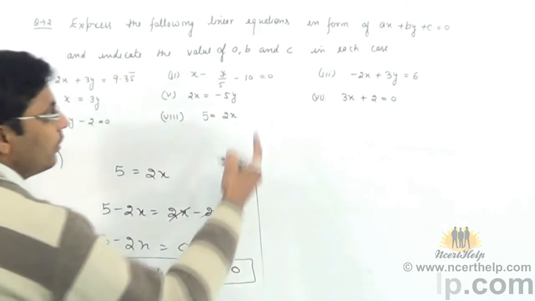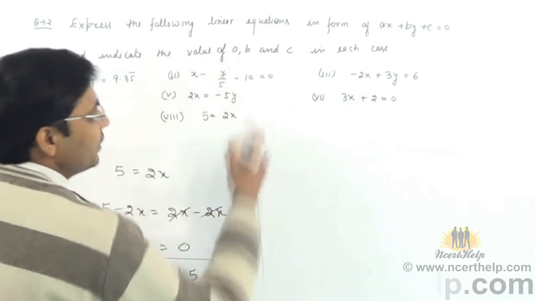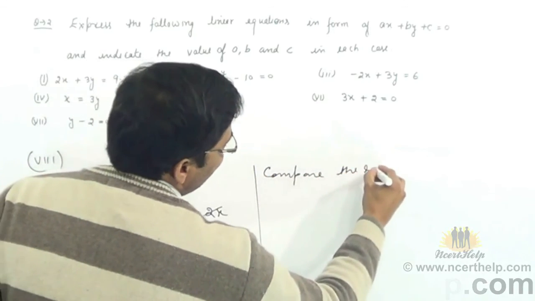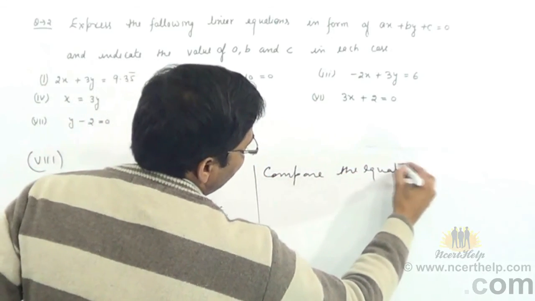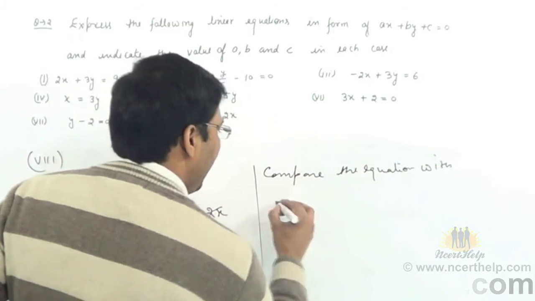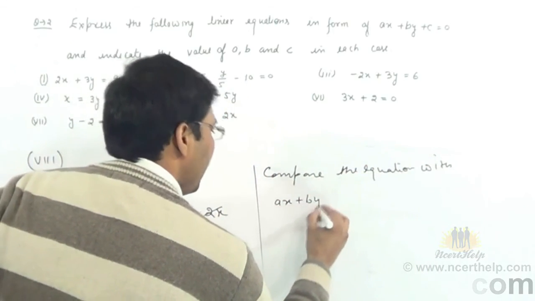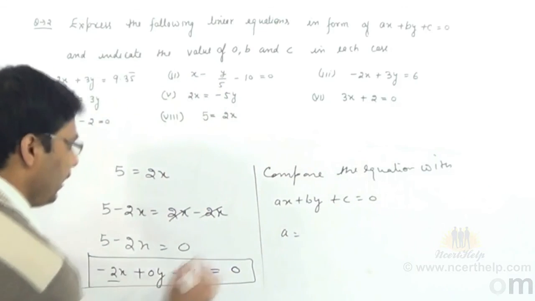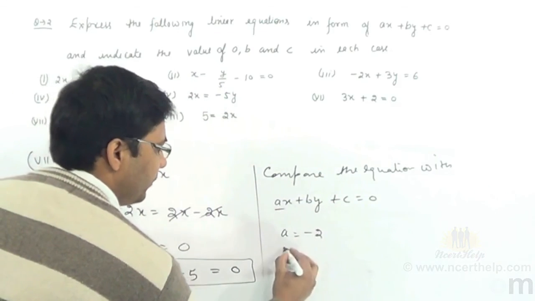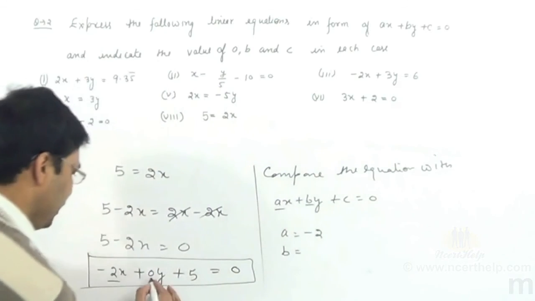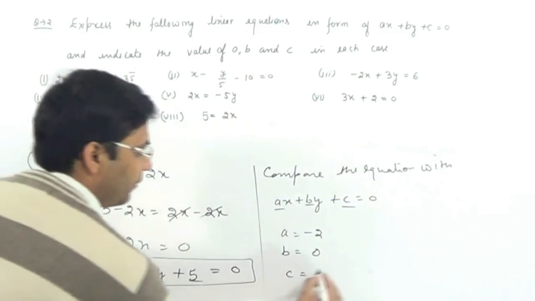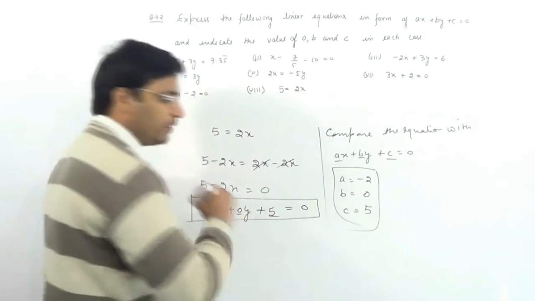Now we want to find the value of a, b and c. To find the value of a, b and c, compare the equation with ax plus by plus c equals 0, and we will get the value of a. a is equal to minus 2. What is the value of b? b is equal to 0. What is the value of c? c is equal to 5. So this is the answer of the second part.